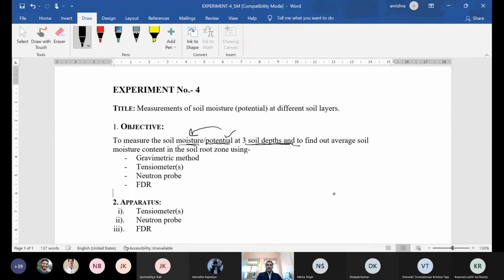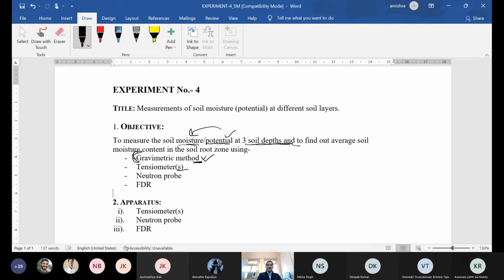So what are the methods we are trying to learn today? That is one, the gravimetric method. Though I assume that in your second year soil technology classes you have learned it, you told me that we have not gone through any lab. So it's better now to understand a little bit here how the gravimetric method of soil moisture measurement is done.